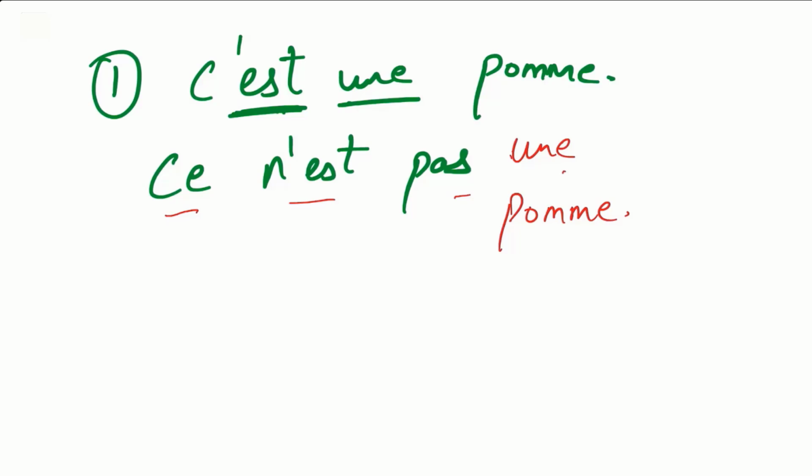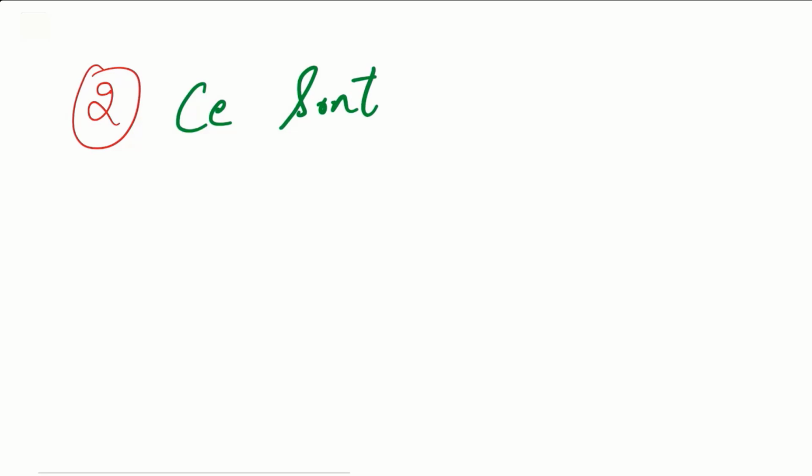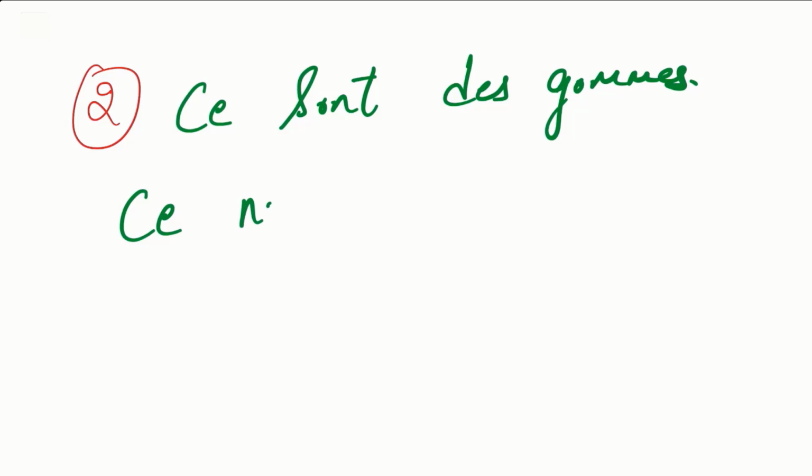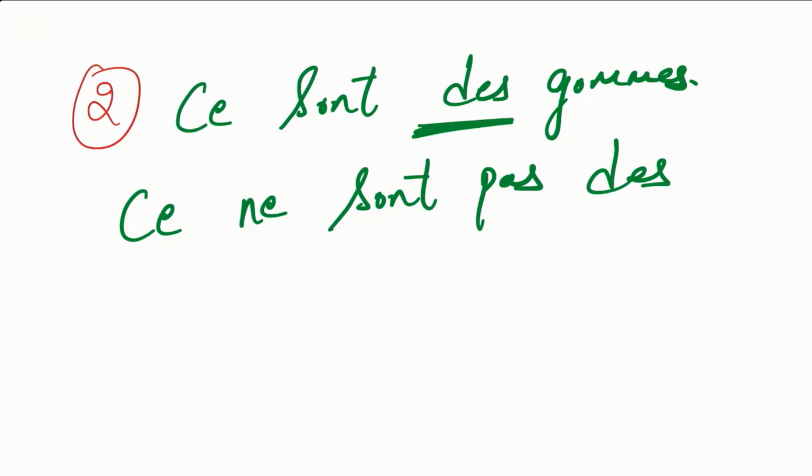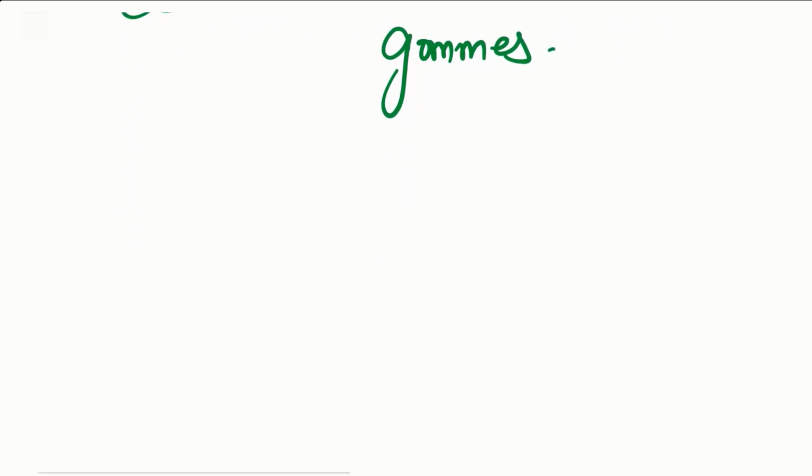Now the next one, the second example. Here, ce sont. This is again an être verb example. These are erasers. So these are not erasers. I'll just put ne and pas before and after the verb. This won't change. It will remain the same. And then the gommes. D'accord?